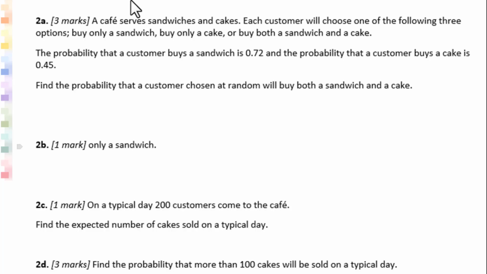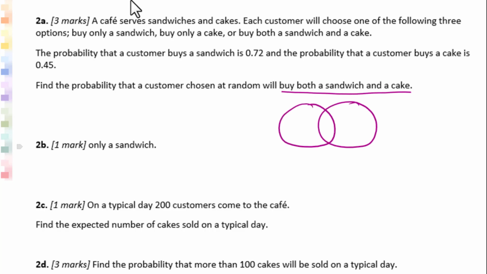A cafe serves sandwiches and cakes. Each customer will choose one of the following 3 options: buy only one sandwich, buy only one cake, or buy both of a sandwich and a cake. The probability that a customer buys a sandwich is 0.72. The probability that a customer buys a cake is 0.45. Find the probability that a customer chosen at random will buy both a sandwich and a cake.